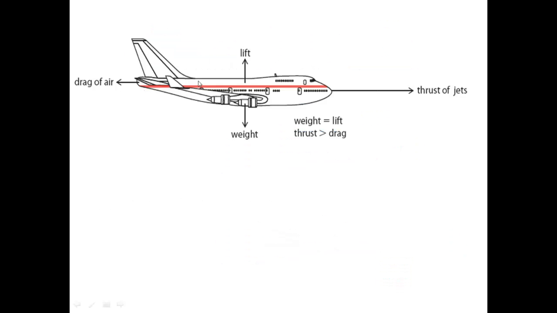This plane is accelerating forward. Vertically, the lift is balanced by the weight, so vertically it stays in the same position, but horizontally, the thrust is greater than the drag of the air or the air resistance. And since there's a net force going forward, the acceleration must be positive. It's moving to the right. It's accelerating to the right.